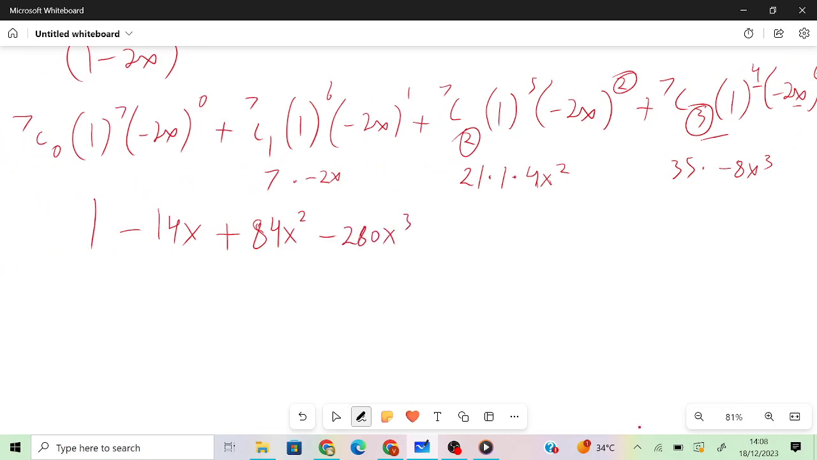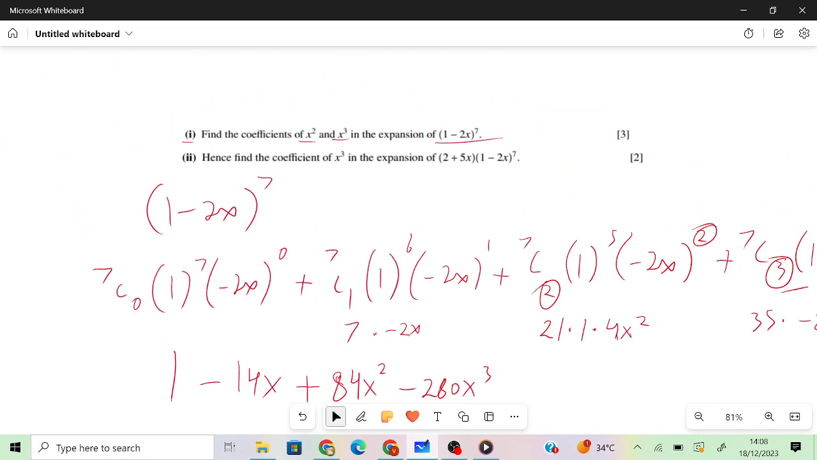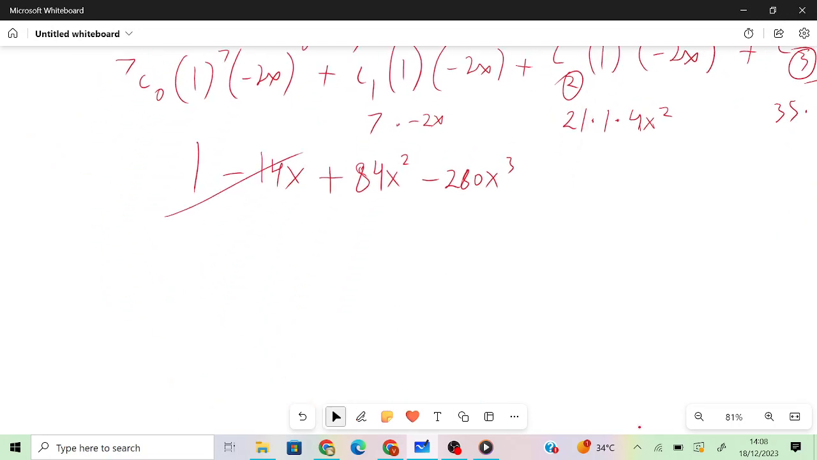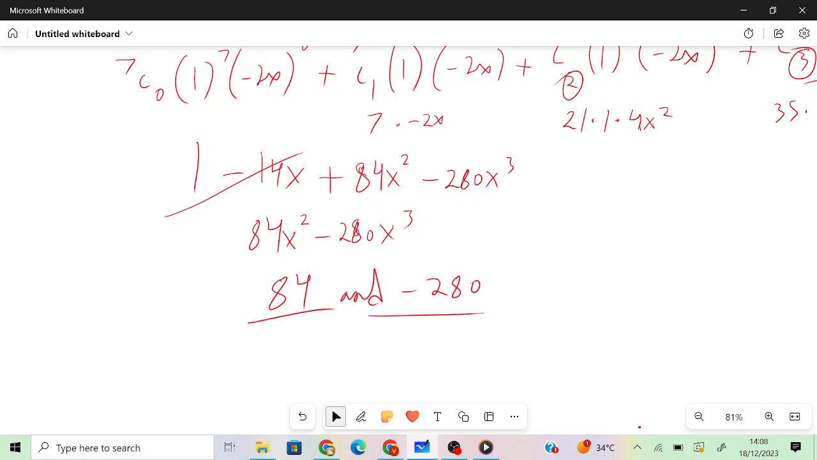Now the question asks us to find the coefficients of x squared and x cubed, so we can just disregard this. We have 84x squared minus 280x cubed, and then you can write a final answer as 84 and minus 280, because they're asking you for the coefficients of the two. They don't want x squared and x cubed in the final answer, they just want the coefficients of it, and a coefficient does not have any x attached to it. I mean, it does in theory, but the way they're asking the question, they don't want that x attached. So your answers are 84 and minus 280.